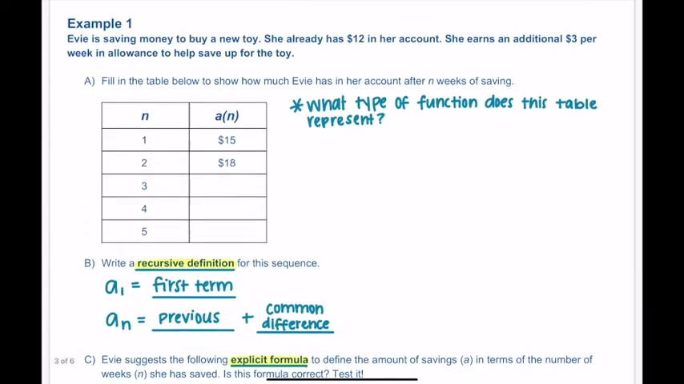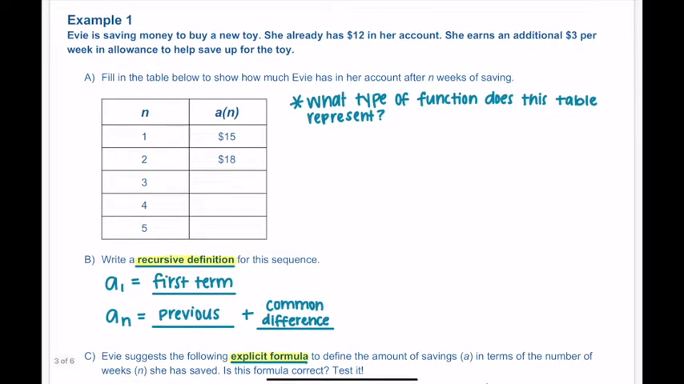Let's look at a real-world example of where a sequence might occur. Evie is saving money to buy a new toy. She already has $12 in her account, and she earns an additional $3 per week in allowance to help save up for the toy. Fill in the table to show how much money Evie has in her account after n weeks of saving. So n represents the number of weeks in this table, and A of n would represent the amount of money that she has.